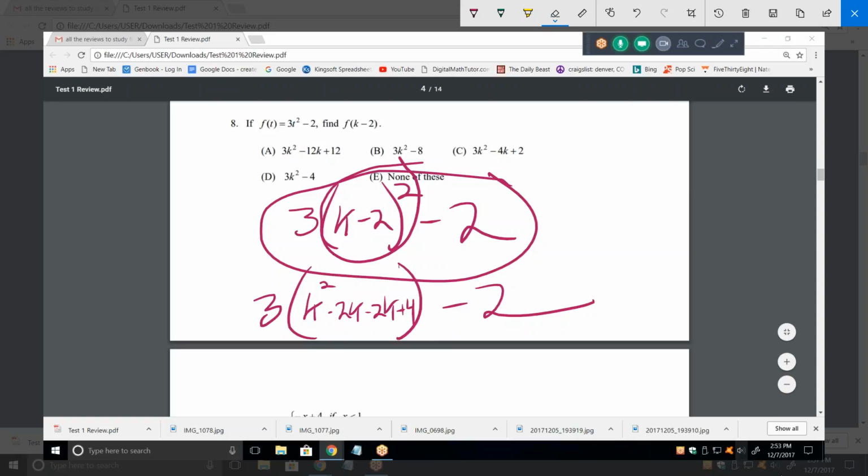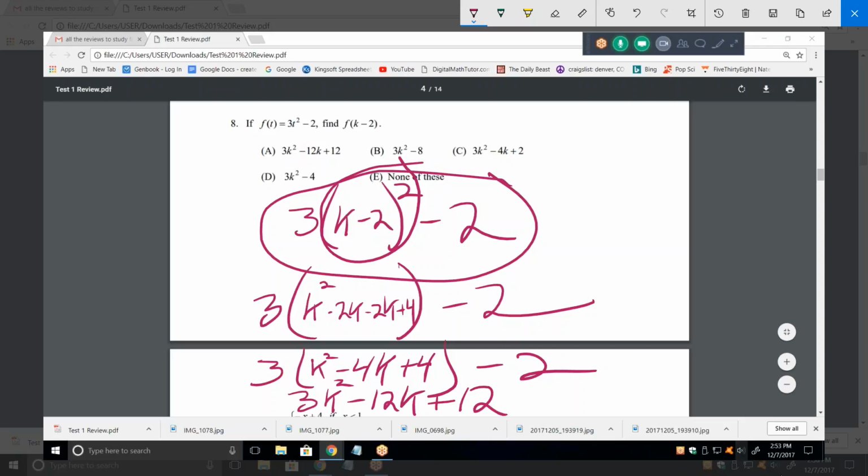So what's the bottom line answer here? Simplify what's inside the parentheses first. So it'd be just k squared minus 4k plus 4. Now what? Because that answer isn't on there either. Multiply the 3 in. Okay, what do you get? 3k squared minus 12k plus 12. I guess you could just make it plus 10. Is there an answer on there? No. None of those.